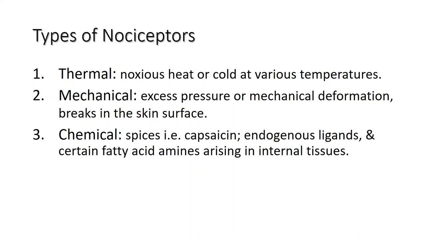Chemical nociceptors respond to a variety of spices commonly used in cooking. The one that sees the most response and is widely tested is capsaicin. Besides the external stimulants, chemical nociceptors have the capacity to detect a variety of endogenous ligands, including histamine and bradykinin. They also detect certain fatty acids and amines that arise from changes in the internal tissues.